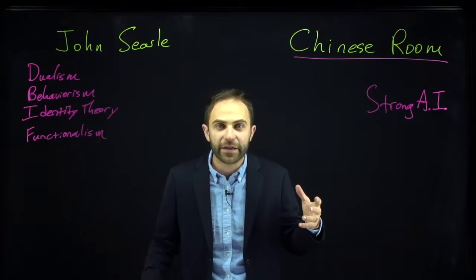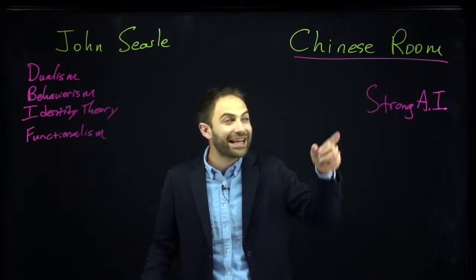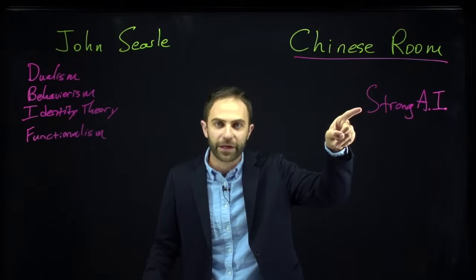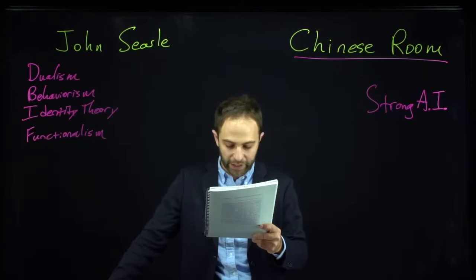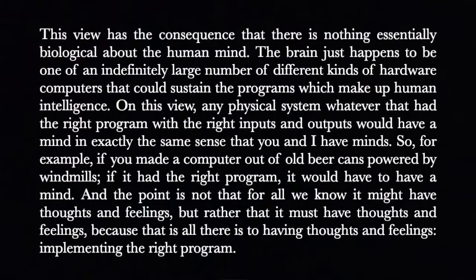That's the theory that Searle is attacking, and here's what he says about that theory. This is on page 669 in the reading, if you're following along. "This view, that is strong AI, has the consequence that there is nothing essentially biological about the human mind. The brain just happens to be one of an indefinitely large number of different kinds of hardware computers that could sustain the programs which make up human intelligence.